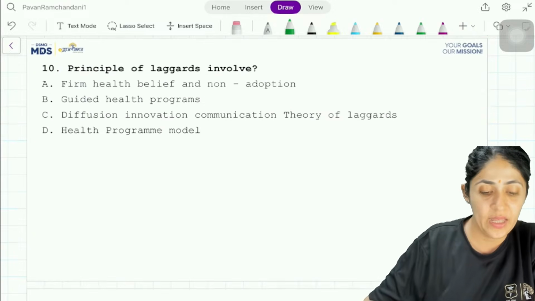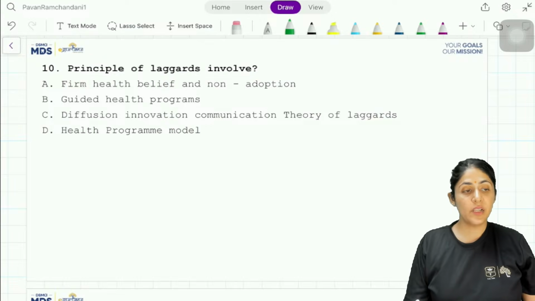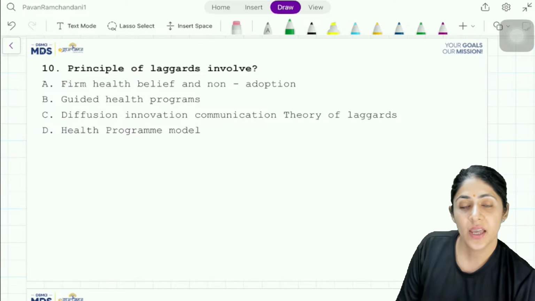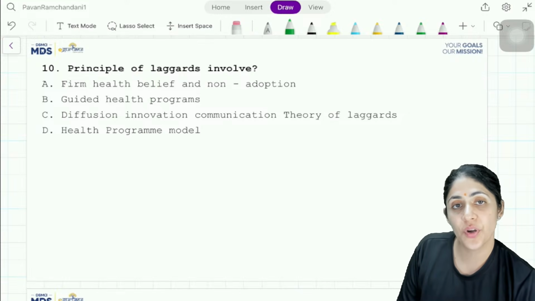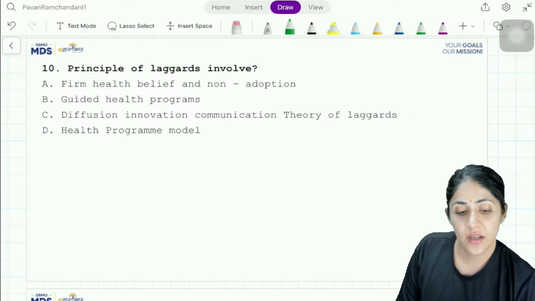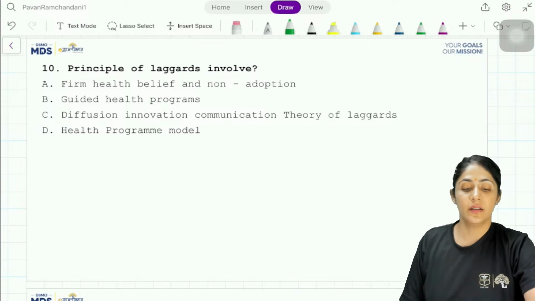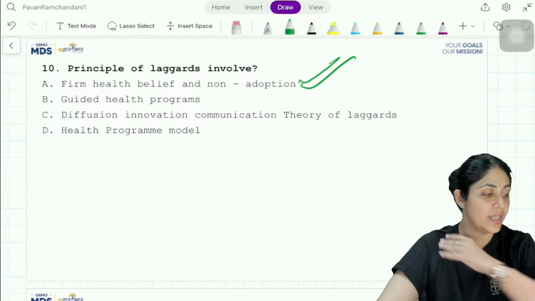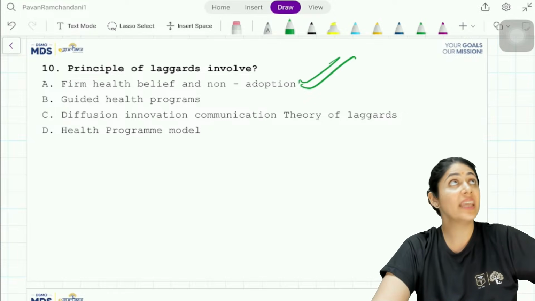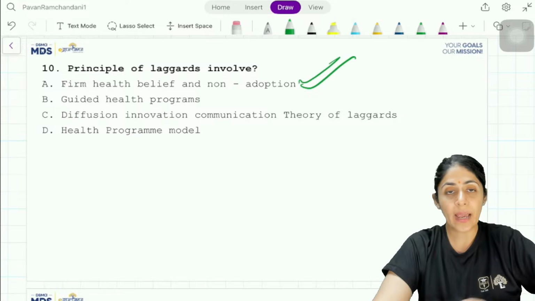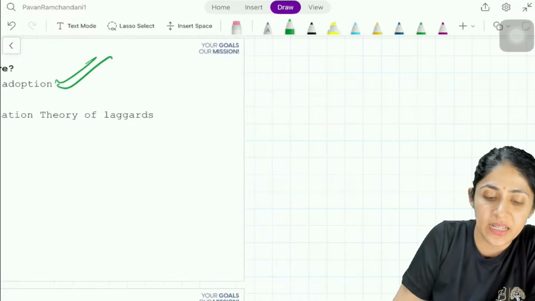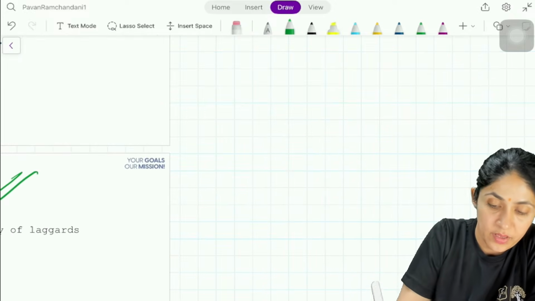Understood? The next question is the principle of laggards. Now this was a question which was asked in your INI last year. What is the principle of laggards? These are the people who have very firm health beliefs and do not believe in adapting to any interventions.